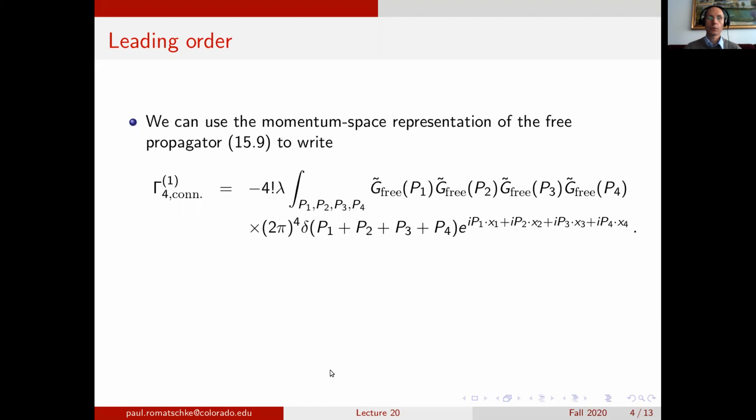Of course, we can use momentum space transformation to represent the four-point function. If we use the momentum space representation of the propagator that we wrote down in equation 15.9, we find that that same expression for the four-point vertex is given as an integral over momenta p1, p2, p3, p4, times the 4 propagators at those same momenta, times a delta function and an exponential that just represents the Fourier transformation.